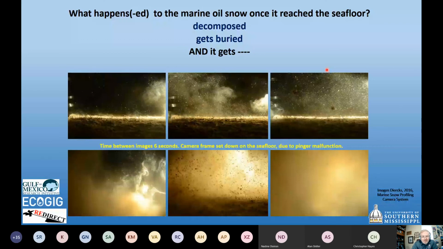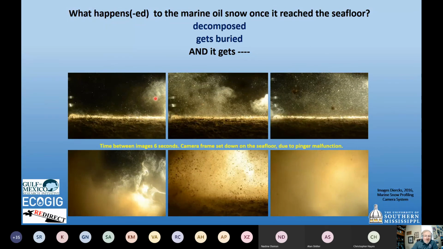Now, back in 2016, we had a marine snow camera, which is basically a camera system with a flash on it, which is lowered through the water column and takes pictures of marine snow. And that camera was deposited on the seafloor by accident and took some beautiful pictures. That was back in 2016.